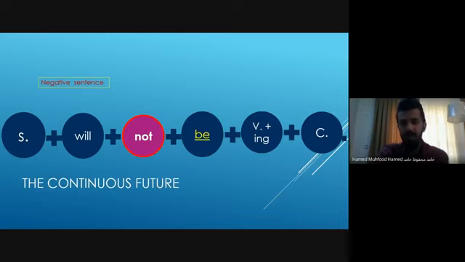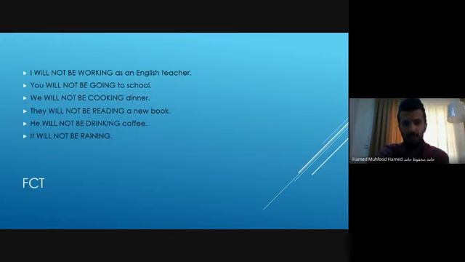Examples: I will not be working as an English teacher. I will not be going to school. I will not be cooking dinner. They will not be reading a new book. He will not be drinking coffee. It will not be raining. So these are all examples of negative sentences in the future continuous tense.